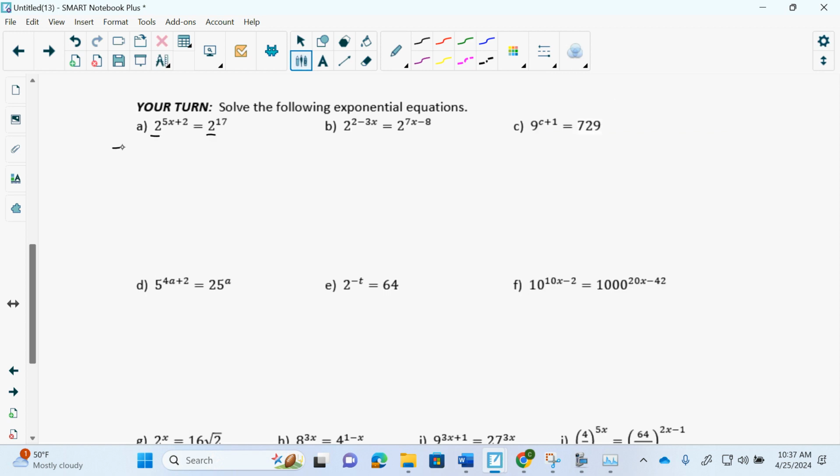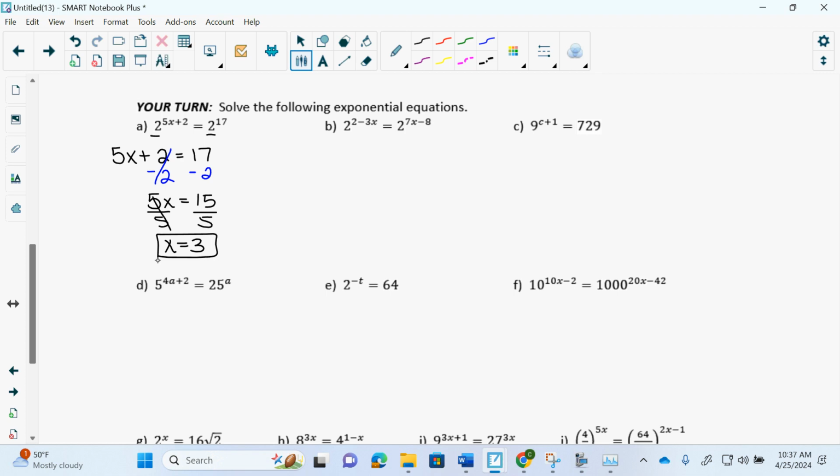Okay, base 2, base 2. So then we get 5x plus 2 equals 17. Subtract 2: 5x equals 15. Divide by 5: x equals 3. Then do I send it and hope I'm right? No, you can check it algebraically. You can also check it graphically. So I'm going to teach that to you today.